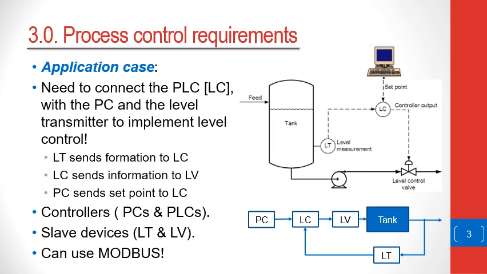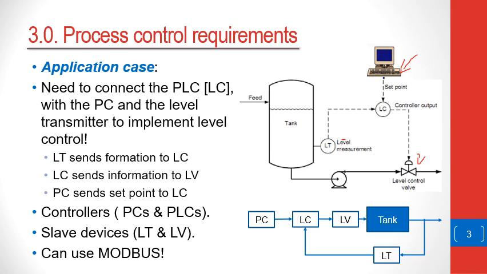So, say for example, you consider the diagram shown here, where you have a PLC implementing a level controller, and you have a PLC running the application software, and the level transmitter is used to measure the current level in the tank, and that information is used by the level controller to manipulate the level control valve so that the level in the tank is being controlled.